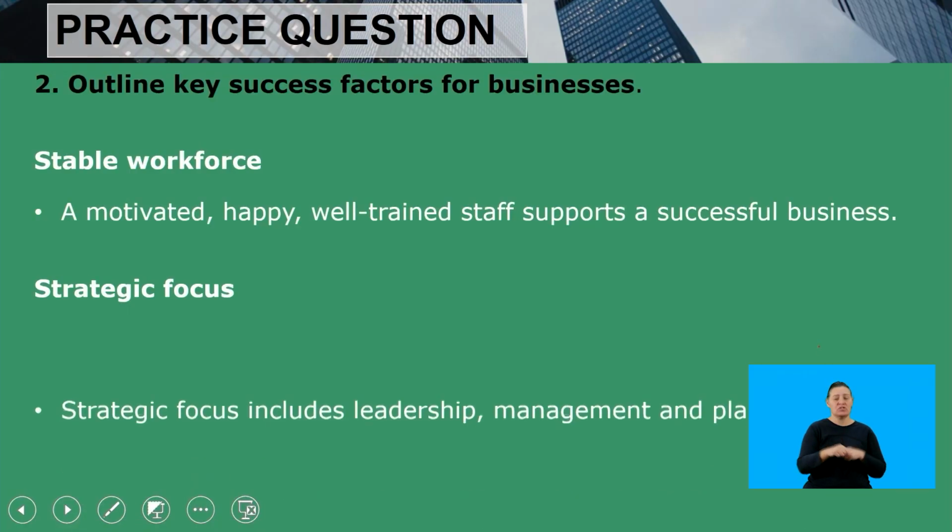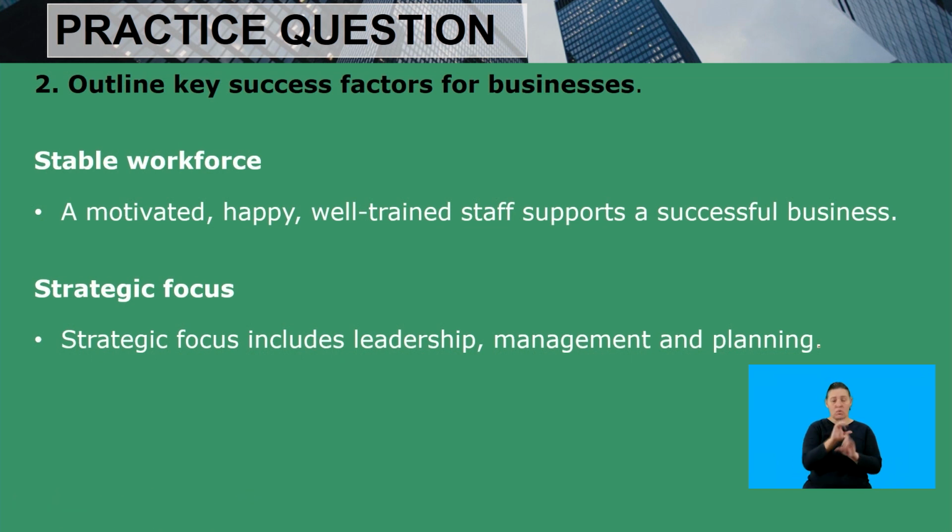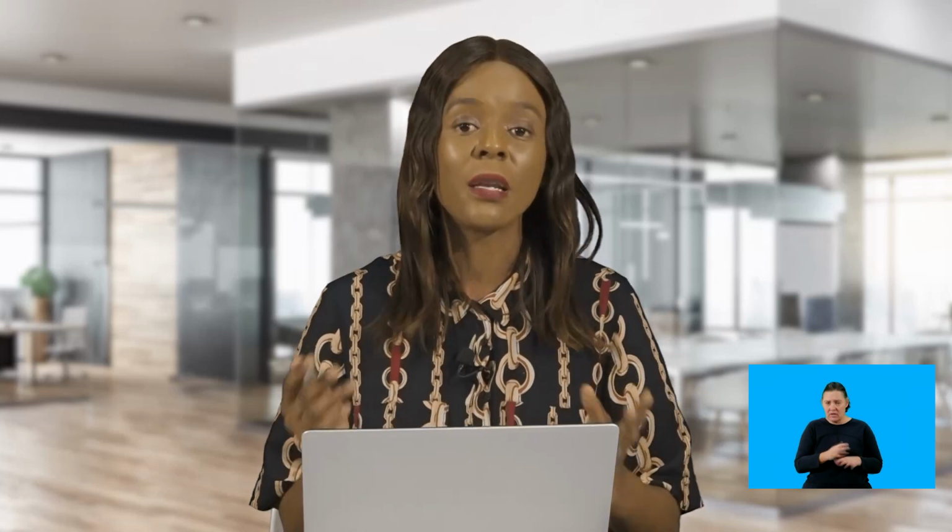Now, let's look at another key success factor. We have strategic focus. Strategic focus includes leadership, management, and planning. So we need to make sure that as a business, we have good leaders that are going to lead by example. We also have effective management who are able to perform their roles as managers in terms of making sure that employees are doing their work. We need to make sure that as a business, we plan, we organize, we lead, and control, making sure that these 4 management tasks are in place in order for the business to run successfully.